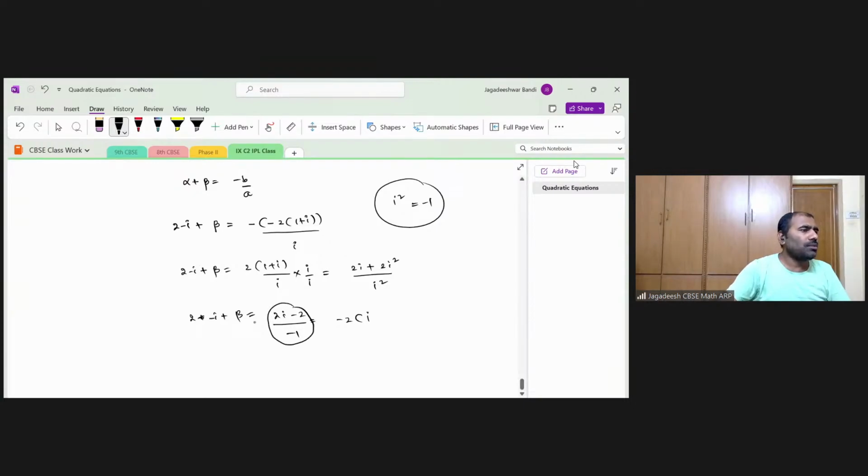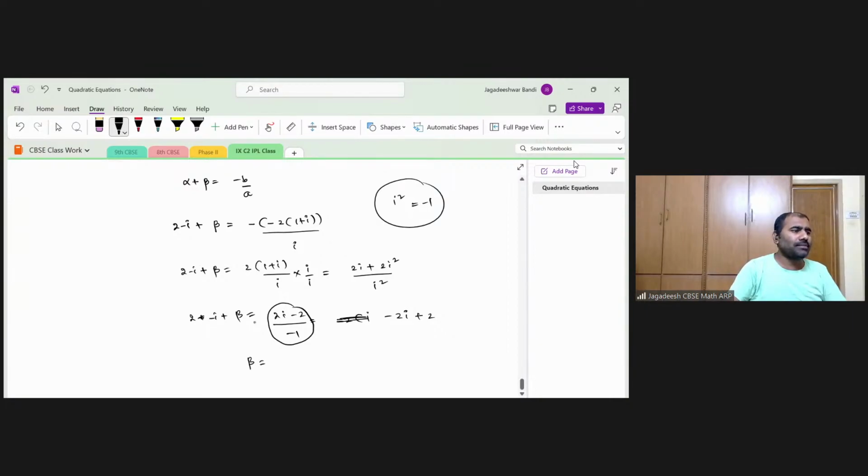Now, children, let us divide by minus 1 first. Don't take any common. I cannot erase it because my eraser is not working. So divide by minus 1. 2i by minus 1 is minus 2i. Please observe carefully. Minus 2 by minus 1 is plus 2. Clarity? Once again, 2i by minus 1 is minus 2i, and minus 2 by minus 1 is plus 2.